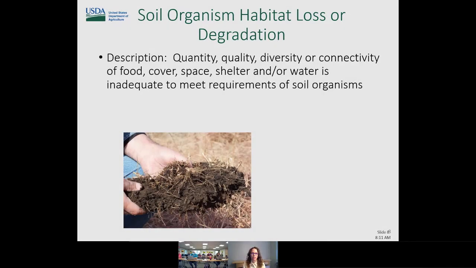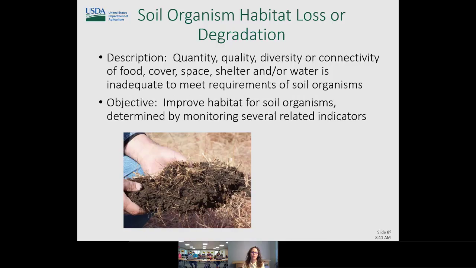Soil organism habitat loss or degradation is another soil health resource concern. This is the quantity, quality, diversity, or connectivity of food, cover, space, shelter, and water within the soil system, but it's inadequate. When we have this resource concern, those are inadequate to meet the requirements of soil organisms. And we look to improve habitat for soil organisms that can be determined by monitoring a number of different biological and organism-associated indicators.